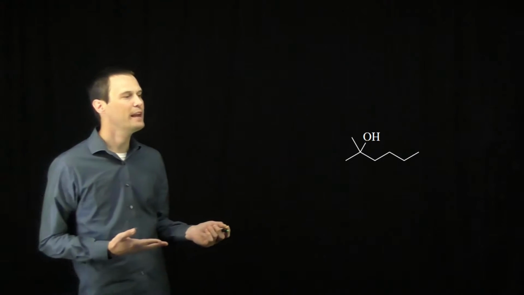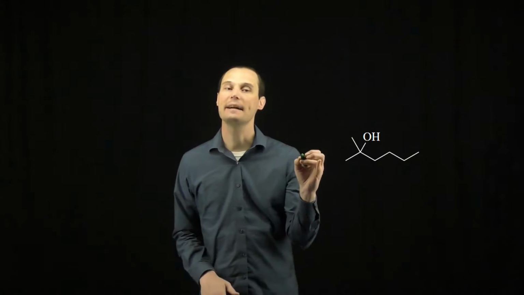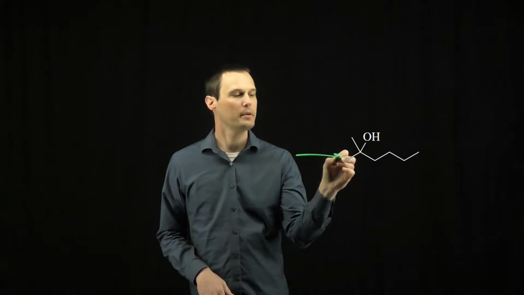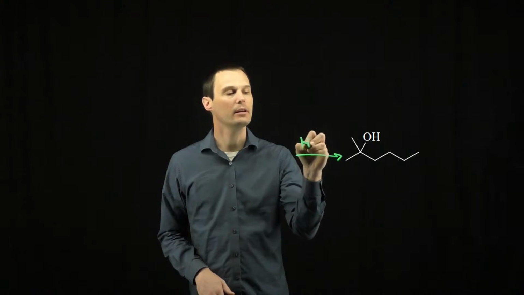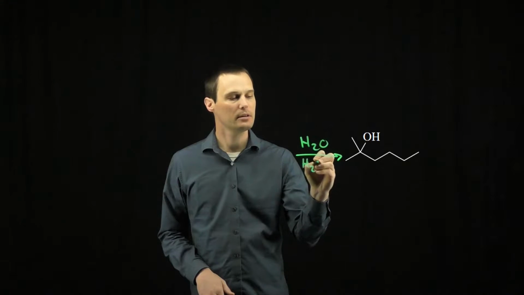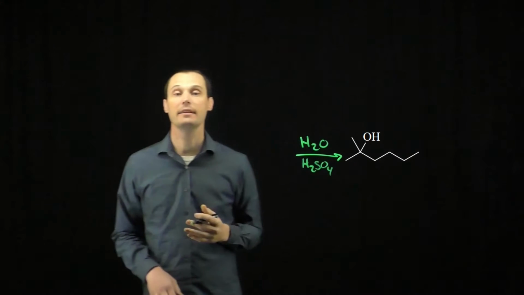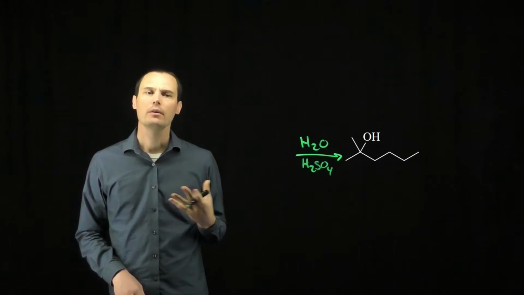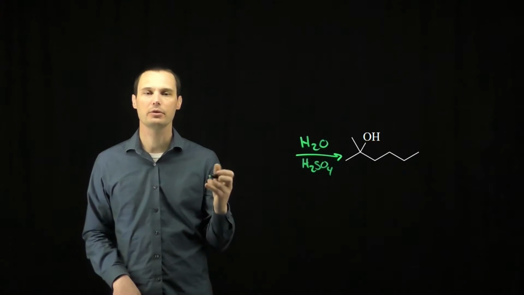This question asks us to draw the alkene that would give this alcohol under acid-catalyzed hydration conditions. What that means is, what alkene, when reacted with water and sulfuric acid, would provide this alcohol as a product? There are actually two legitimate answers to this question.